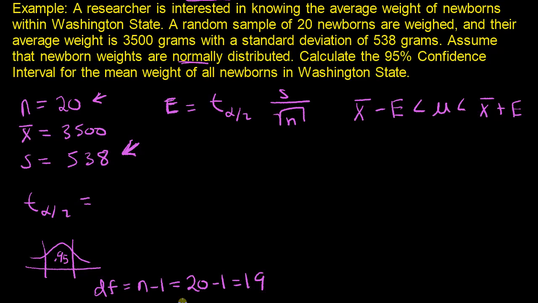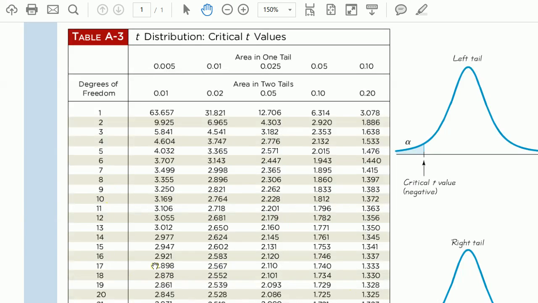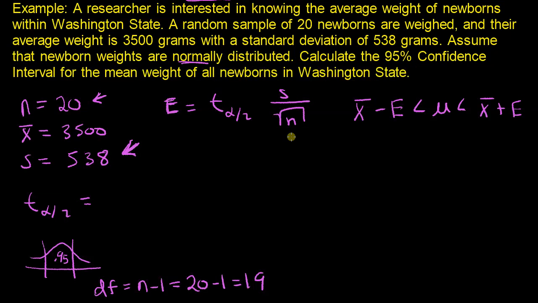Let's pull up our table. All right, 19, here we go. Degrees of freedom is 19. Area in two tails is 0.05. There we go. Here it is, 2.093. All right, let's use it. There's our critical value.